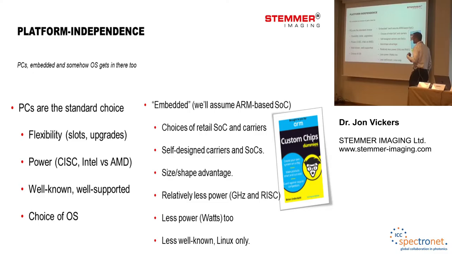So what do you get from embedded? Well, the usual things are size and shape. If you're designing your own carrier board, maybe you want a circular board. You're not going to find a circular motherboard for a PC, but you could do that. Relatively less power, meaning processing power, but also less electrical power, fewer watts as well, but also less well-known. So there's something of a learning gradient to come across here, and Linux only.